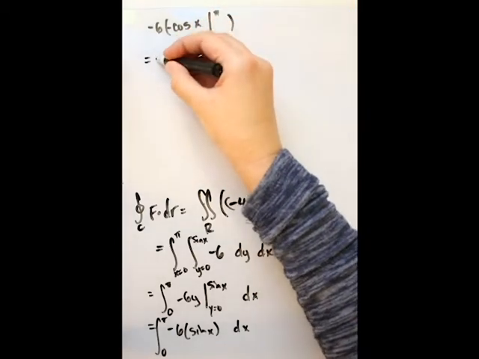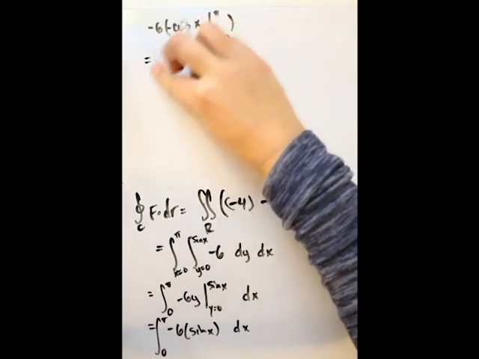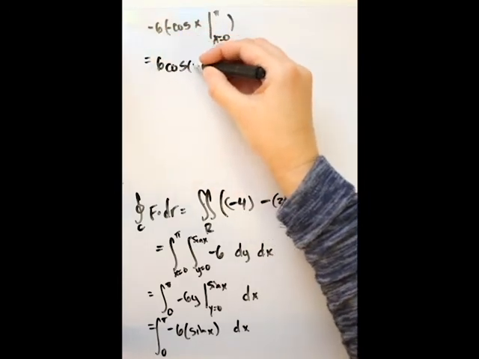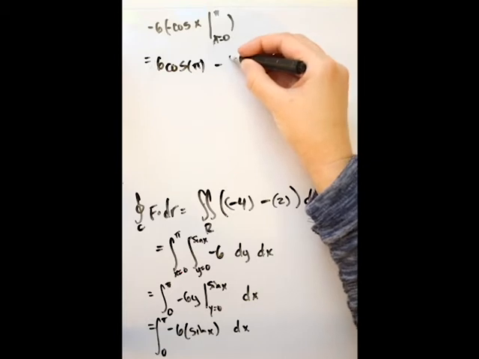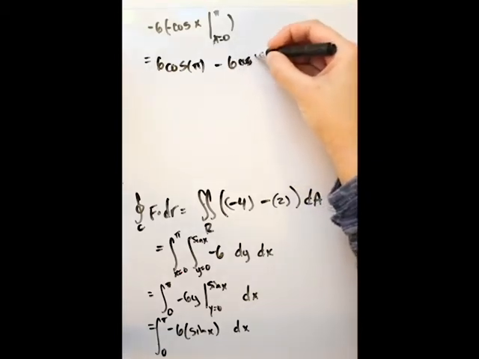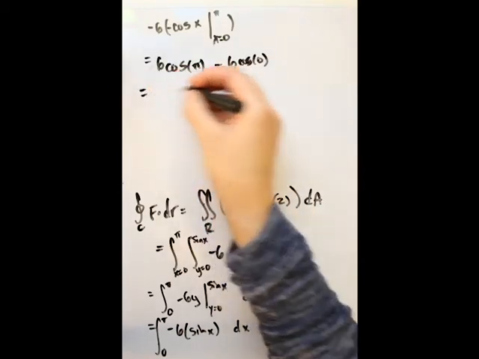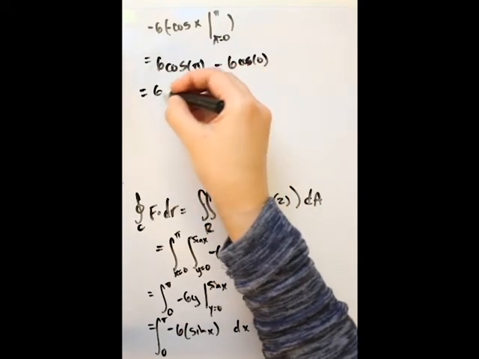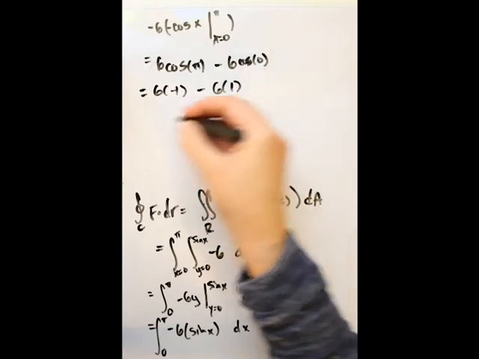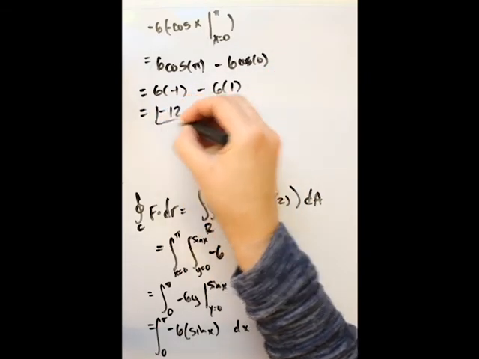Okay, let's go ahead and simplify this real quick. This turns into positive 6 cosine x of pi minus positive 6 of cosine of 0. Okay, cosine of pi is negative 1 minus 6 times cosine of 0 is 1. This gives us negative 12.